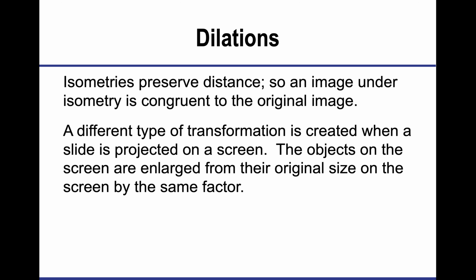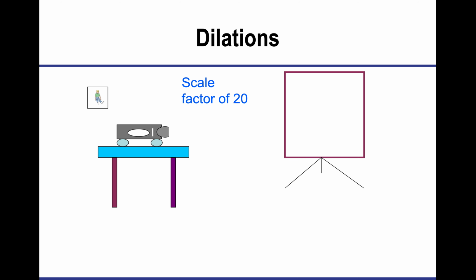A different type of transformation is created when we project something on a screen. Think about the old slide projectors. When you project that onto the screen, it's much bigger. That's a dilation. It's increasing or decreasing the size of something, and by definition, therefore, it's not an isometry. Most of these projectors have a scale factor of 20. That's kind of the rule of thumb when we're projecting things.